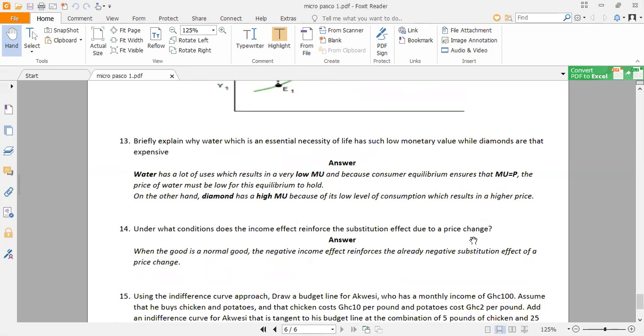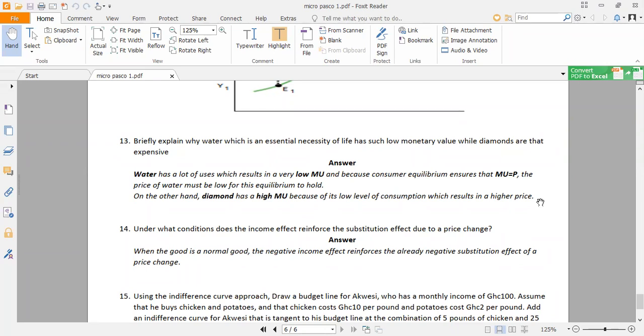Right, number 14. Under what condition does the income effect reinforce the substitution effect due to a price change? Some of these things you need to think about before you enter the exam, because you don't have to think there at all. We saw when we were doing the decomposition that the substitution effect is always negative for a price change, and the income effect is negative for a normal good. So for a normal good, the negative income effect will reinforce the already negative substitution effect whenever there's a change in price. So it is a normal good that has that feature.